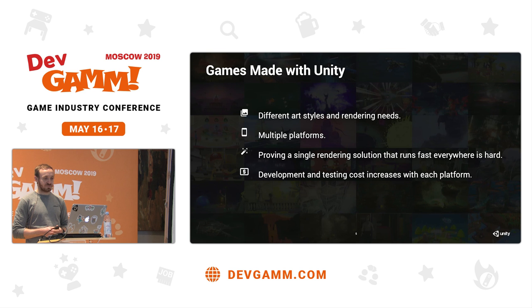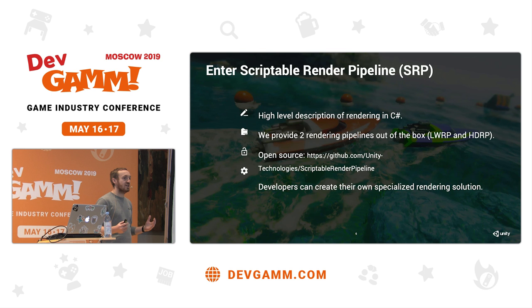So what we've decided to do is completely rewrite our rendering and open it up to you as developers. It means that it's no longer a black box. It's a high-level C# API. And we've decided to release two templates out of the box: the lightweight render pipeline, LWRP, and the high definition render pipeline, HDRP.